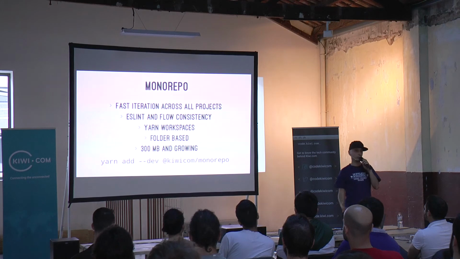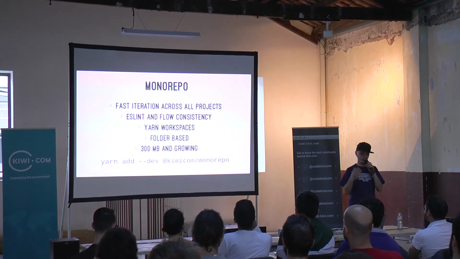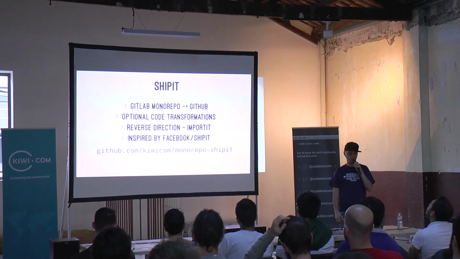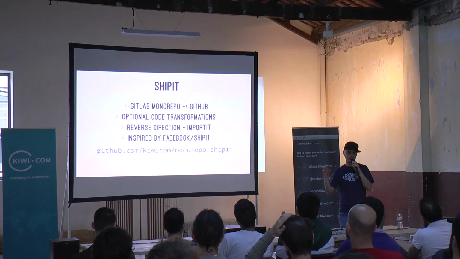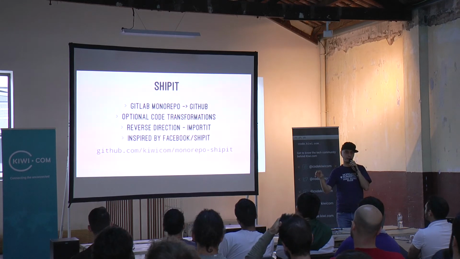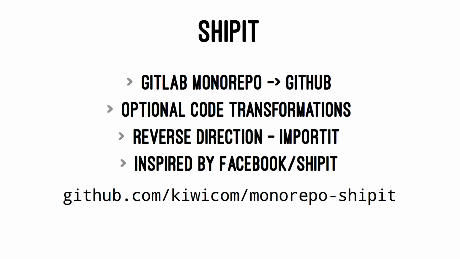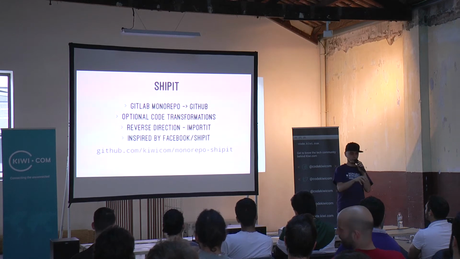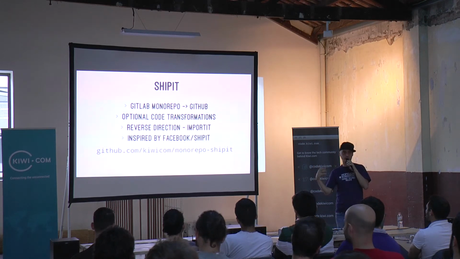So how do we do that? We have one monorepo, and we put some projects to the GitHub. For that, we created Shipit, which is a pretty smart tool that takes the project from its directory in the monorepo and mirrors it to the GitHub. And when someone creates a pull request on GitHub, we have Importit, which mirrors the pull request to our private GitLab and creates a merge request from that.